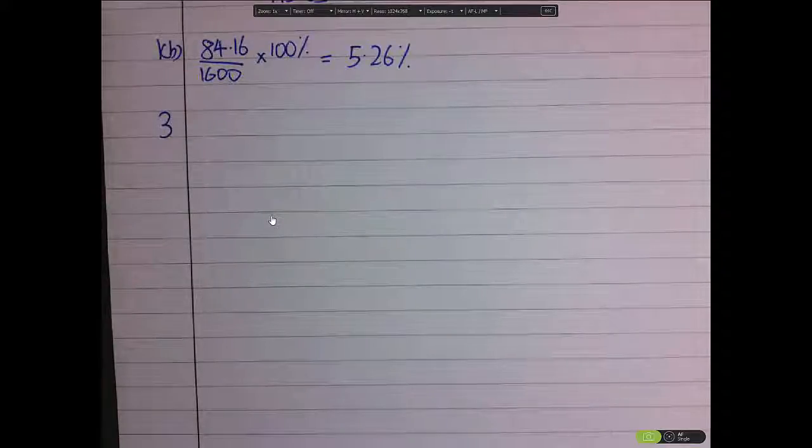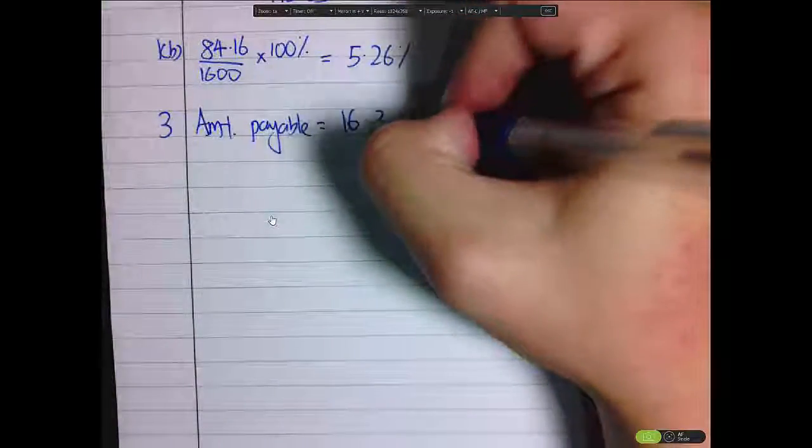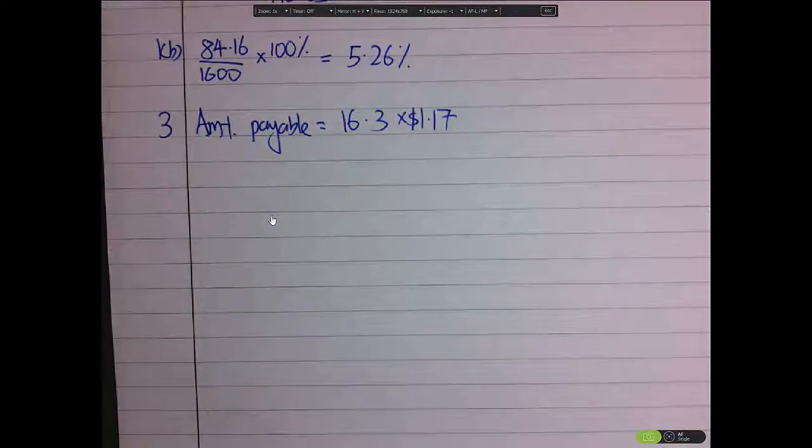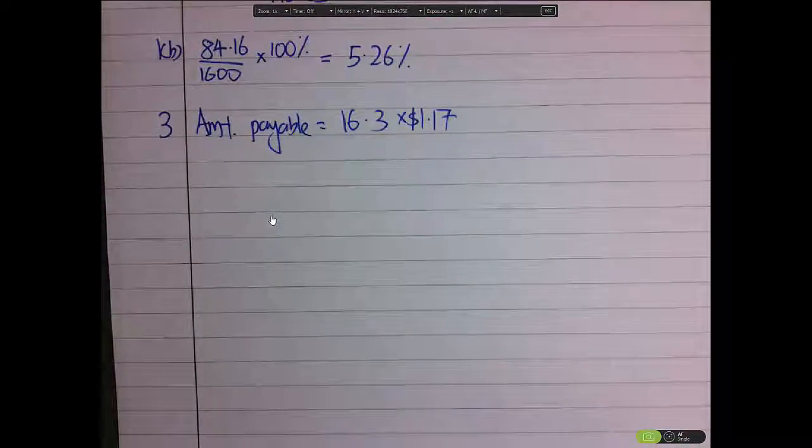Okay, question 3. It's about water. Find the amount payable for water usage. Again, we take the amount of water used times the tariff rate. So the amount payable is the number of units used times the rate at which it is charged, and it is 16.3 times 1.17.